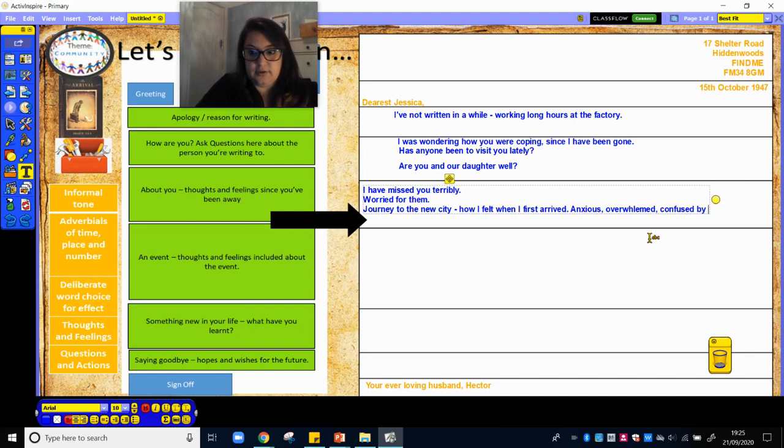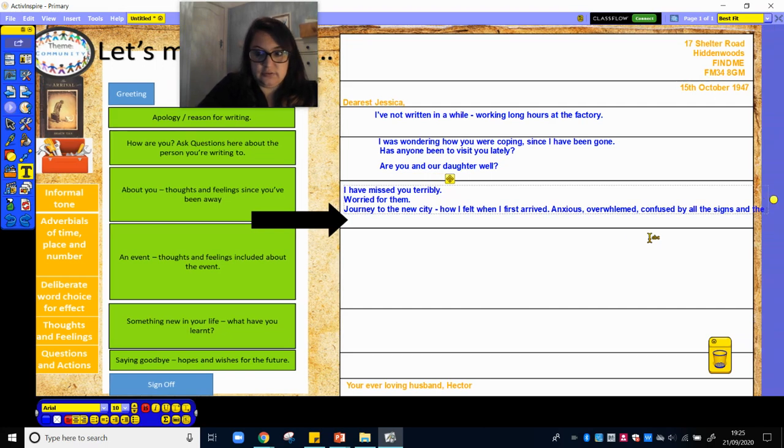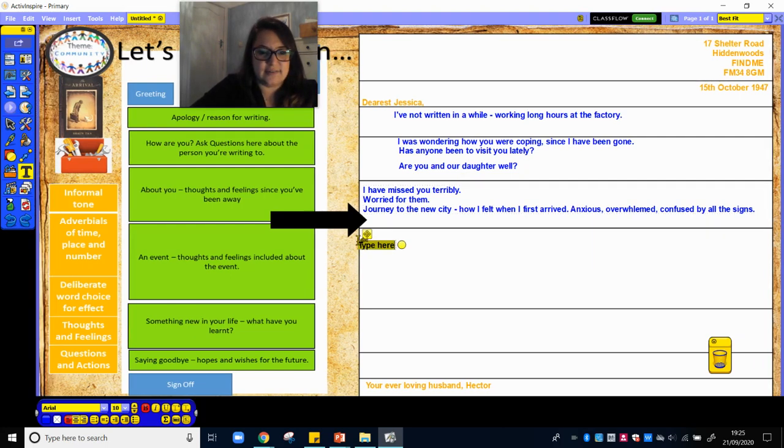I felt confused by all the signs. There we go. So I've got a few more of my kind of feelings in there. Then it says an event.